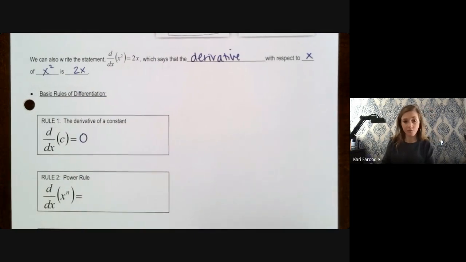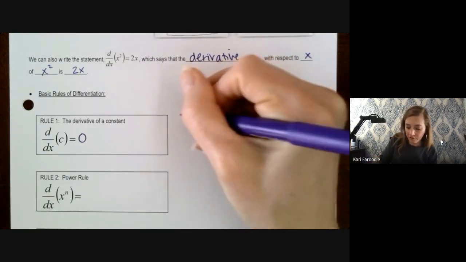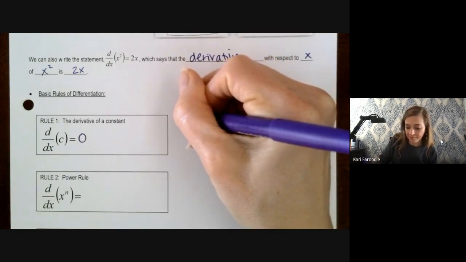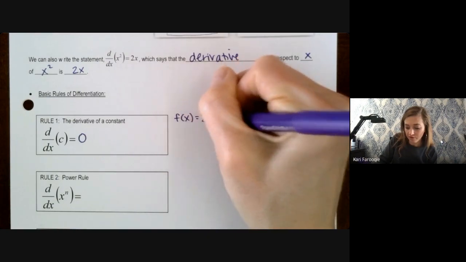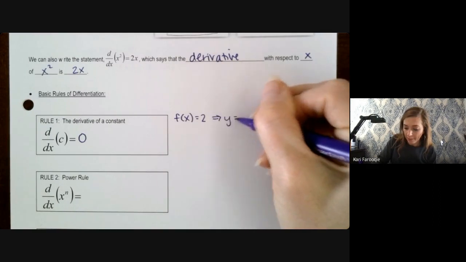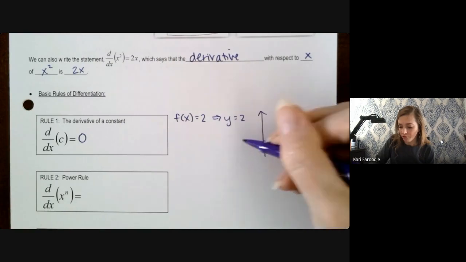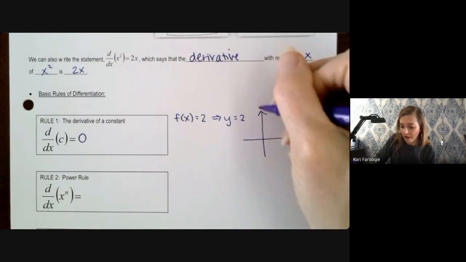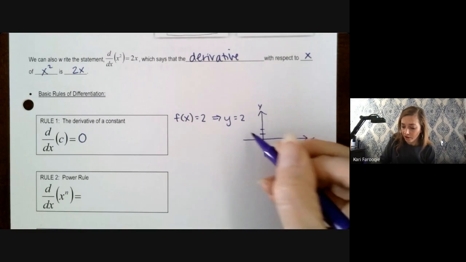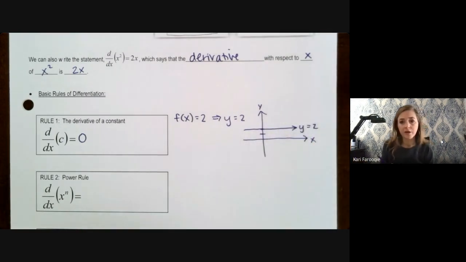The reason for that is because the slope of a constant is 0. If you consider, for instance, the function f of x equals 2, well, this we would also think of as y equals 2. This is a constant function. And if you remember from algebra, the way that you would graph that is it's a horizontal line through 2 on the y-axis. So this is what the graph of y equals 2 would look like. And 2 is a constant function.